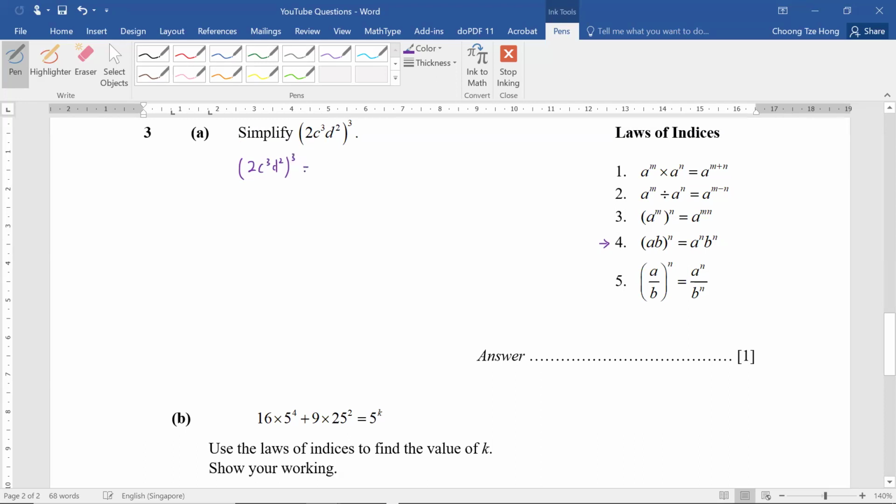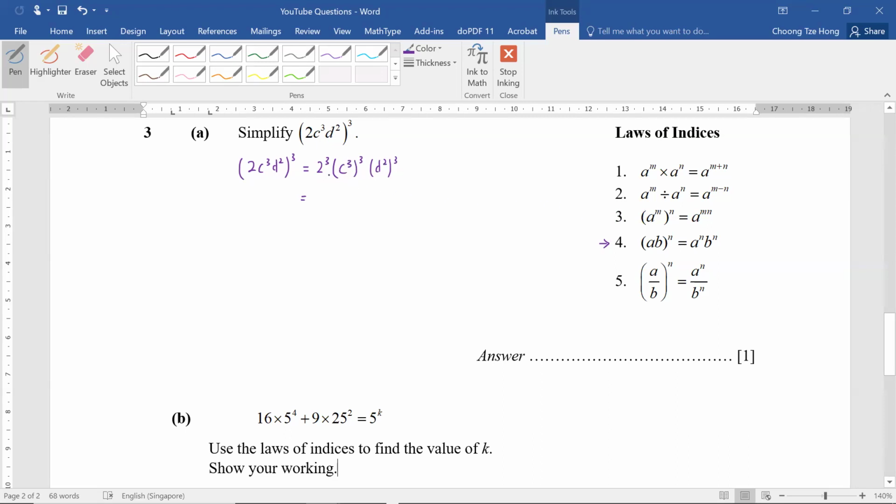If we open it up using law number 4, the 2 will be one term, so 2³. The c³ will be one term, so (c³)³. The d² will be the third term, so (d²)³. At this stage, we have already applied law number 4. Now you need to think what other laws you can apply.